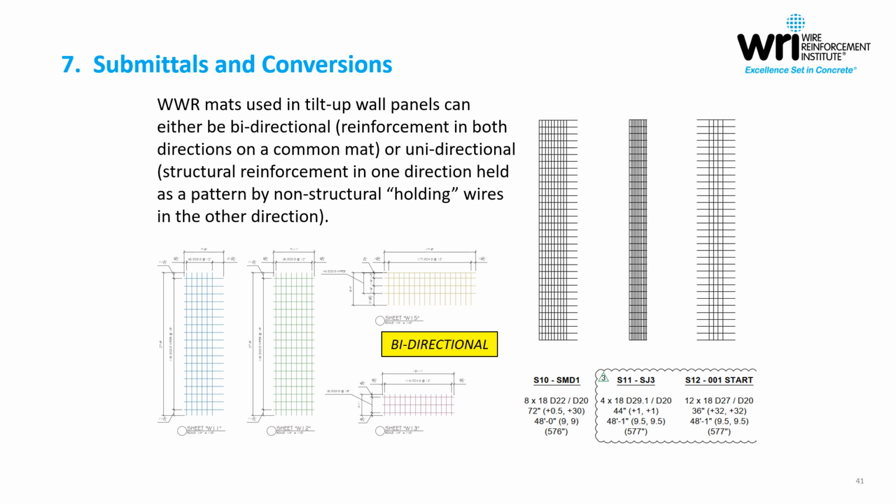Welded wire reinforcement mats that are used in wall panels are either going to be bidirectional, which is reinforcement in both directions on a common mat, or they'll be unidirectional, which is having structural reinforcement in one direction, and those structural wires are held in a pattern by non-structural holding wires in the other direction. So here on this slide, we see a bunch of bidirectional mats, so we have reinforcement doing work in both directions.